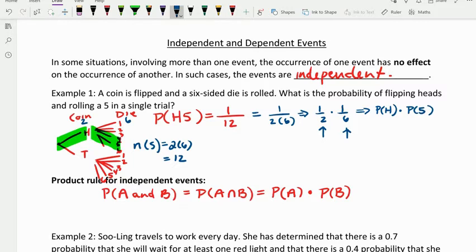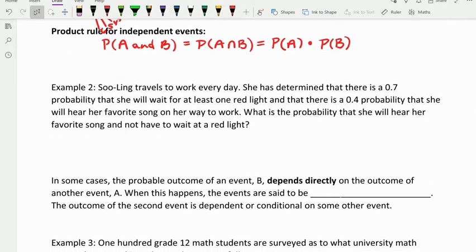So an alternate example here. Some of these questions you might be able to figure out just by using logic, but we can also use our formulas here. So in this example, we have Su Ling traveling to work every day. She's determined that there's a 0.7 probability she'll wait for at least one red light, and a 0.4 probability that she will hear her favorite song on the way to work. What's the probability she will hear her favorite song and not have to wait?